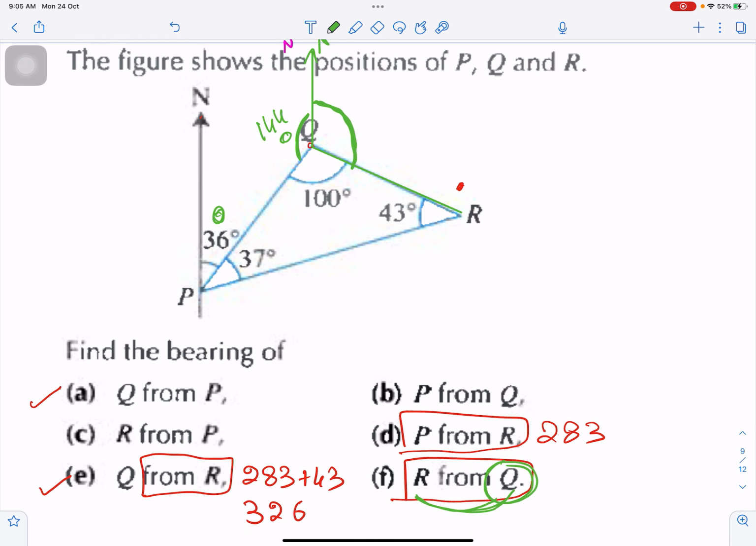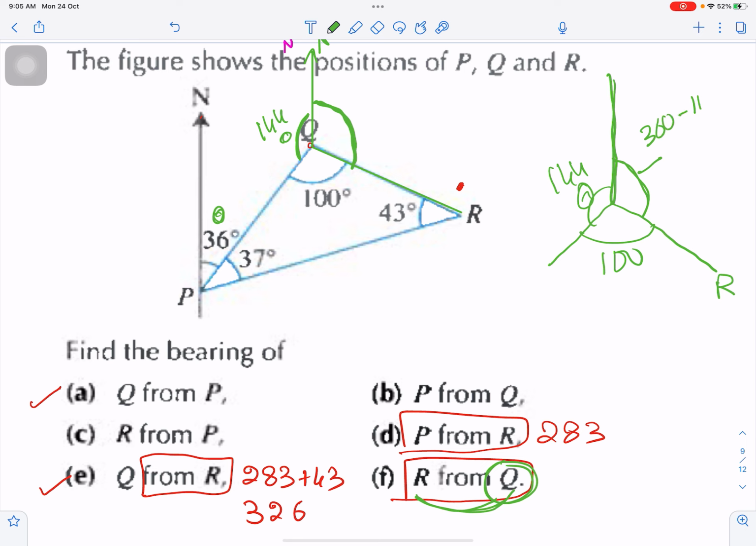If you see here this QO, I'm just writing it here separately, and this is R. I have to find out this angle, and I know this is 144. I know this is 100. So I will simply do 360 minus 144 minus 100, because this is the angle at a point, and this is 360 degrees. So I get my answer, which is 116 degrees. I hope you understood this question.